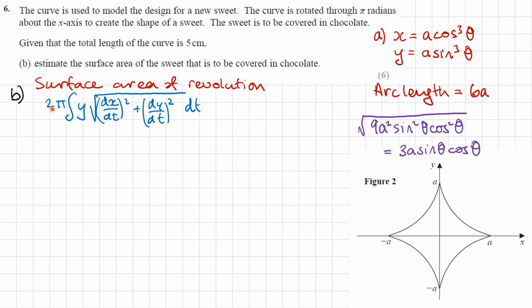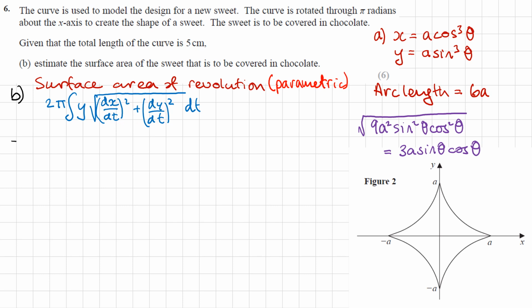Now, a couple of things. First of all, this is the formula for the surface area of revolution when it's a parametric equation, which is what we've got in this question. And this part here, the square root of the derivatives squared, we worked out in part A. That was this square root, which actually simplifies to 3a sine theta cos theta. So we'll be able to just slap that straight in there when we work out this question.